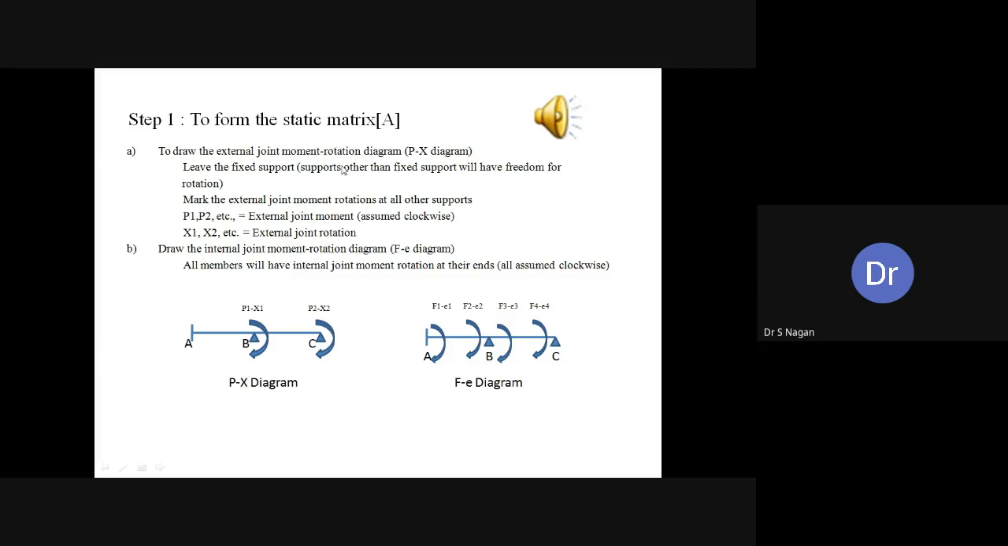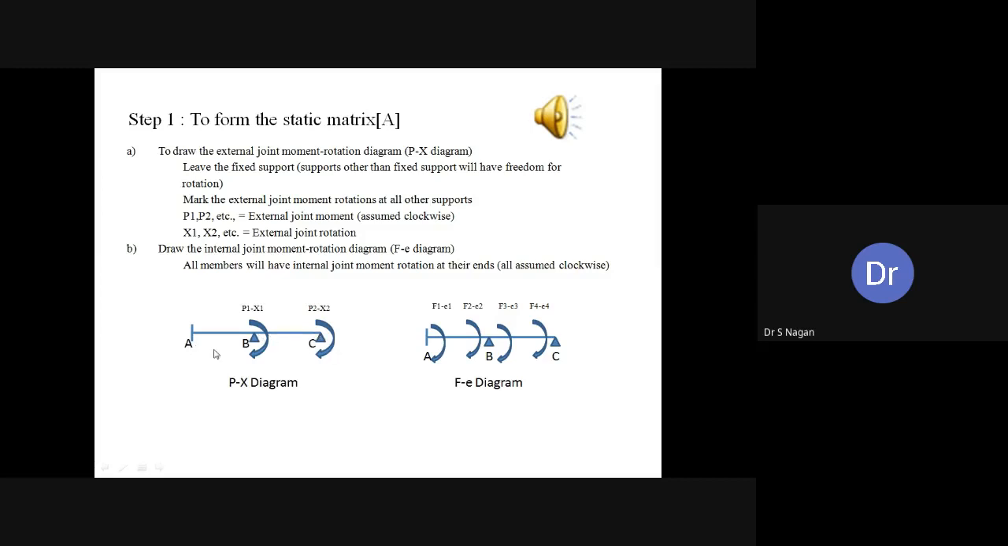Okay, to form the static matrix, we need to know how to draw the external joint moment rotation diagram. To draw it, the thing is, we need to leave the fixed support in a continuous beam. Say, let us take an example of a continuous beam like this. It is a two-span continuous beam. Here, end A is fixed, B is continuous, and C is freely supported.